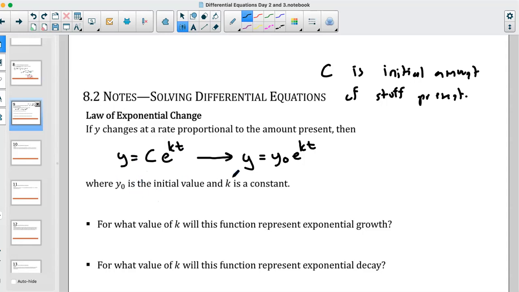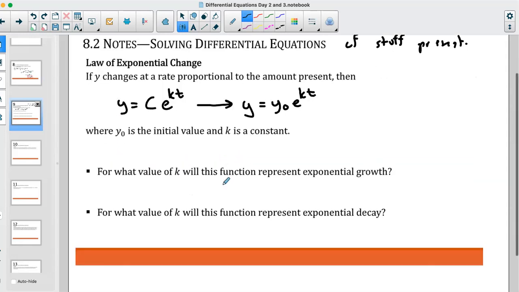So y0 is the initial value and k is a constant. The k tells you, if k is positive, then this represents growth, because that means this is going to get bigger as t gets bigger. And when k is less than 0, when k is negative, this represents decay.